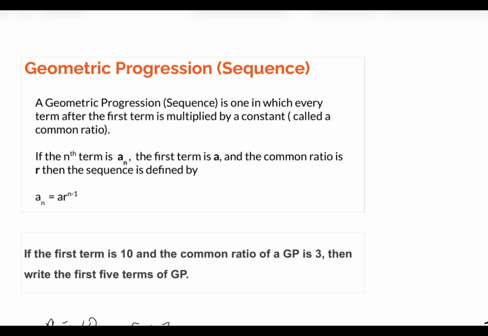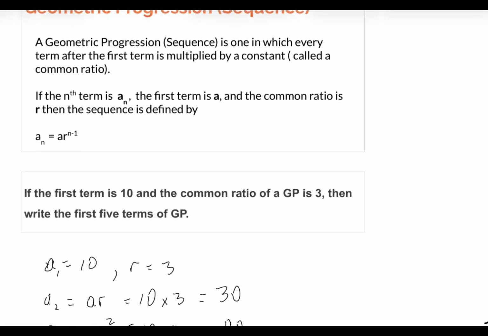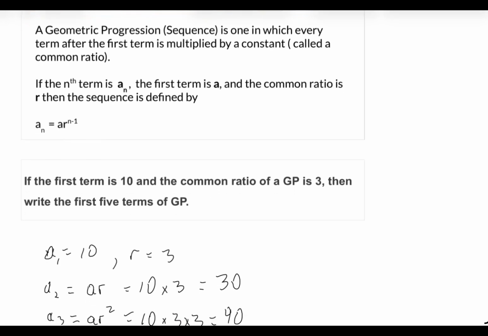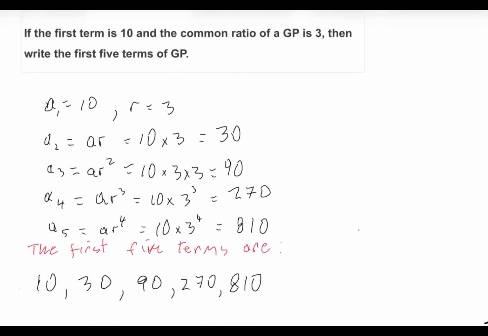Example, if the first term is 10 and the common ratio of a GP is 3, then write the first 5 terms of the GP. We're given that the first term is 10, so a sub 1 is equal to 10, and we're given that r is equal to 3.